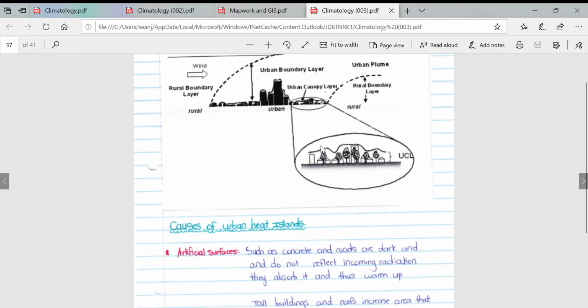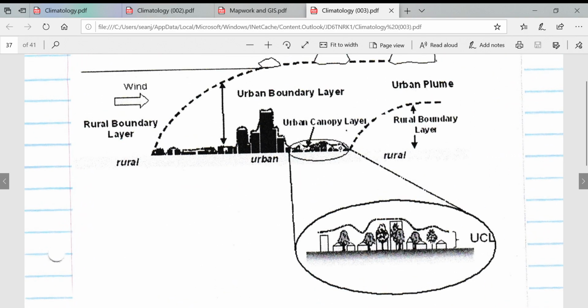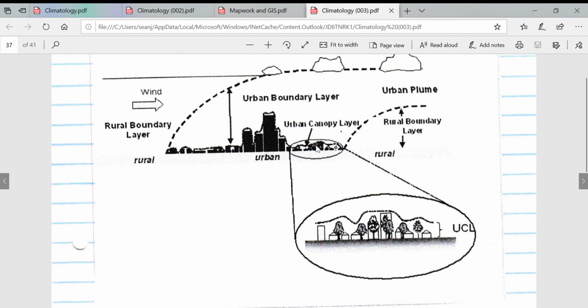Then if we just look at the different layers within a typical urban settlement, we've got our urban boundary layer, our rural boundary layer, our urban canopy layer, and our rural boundary layer here on the outskirts.